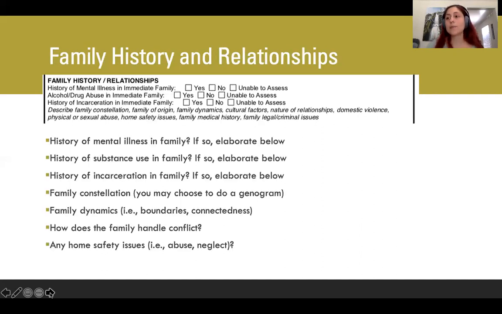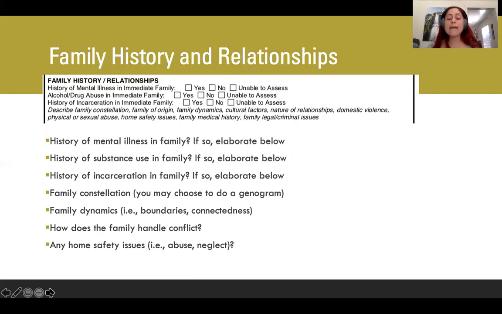Okie dokie. Next, we have family history and relationships, which I believe is our last section. And here we're getting at kind of a two-pronged thing. First, we're getting at history of mental illness, drug abuse, and other issues in the family, which may give us some information about why the client presents the way that they do. It may also give us information about where we need to assess further, since we know that some things do tend to be genetic, or at least do influence development.